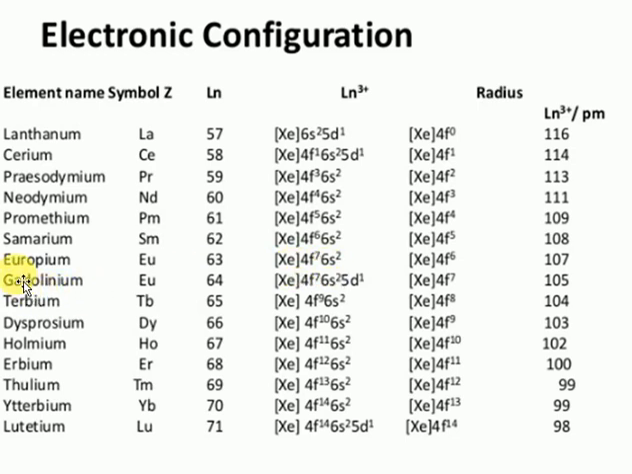Gadolinium, europium, ytterbium, lutetium: you can remember these. They exhibit some exceptional electronic configuration. Once again, europium, gadolinium, erbium, lutetium exhibit exceptional electronic configuration only.